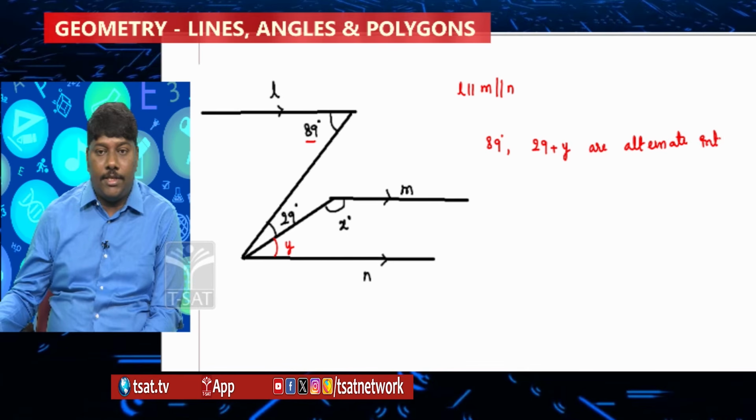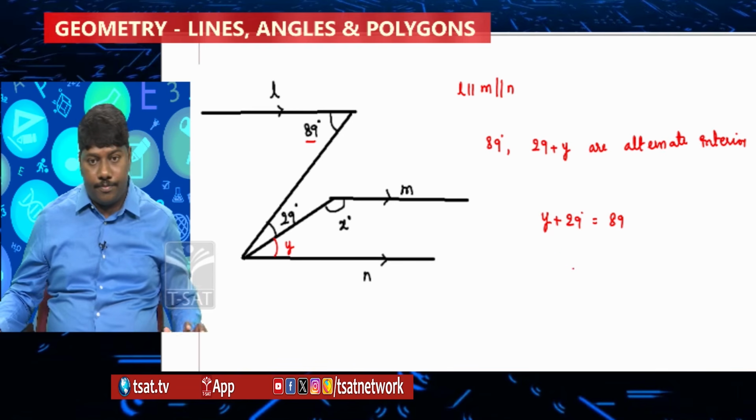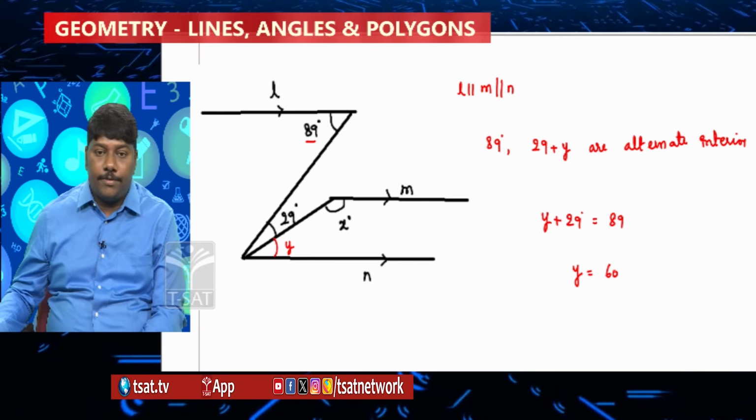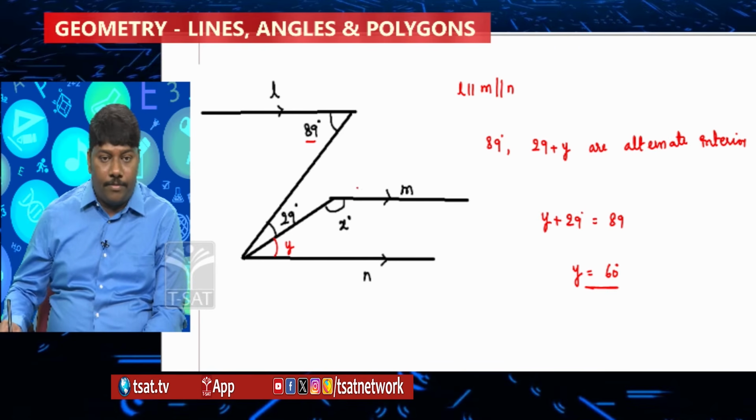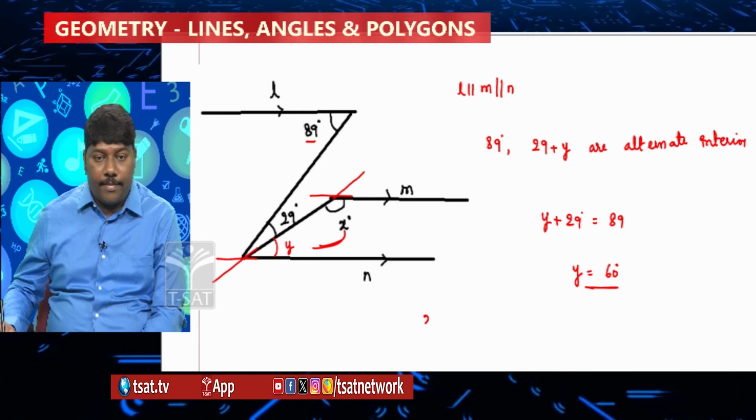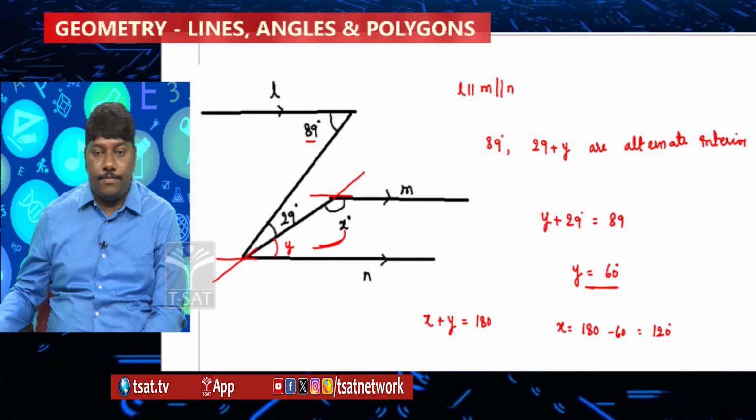When I say alternate interior, you can just identify them. So, alternate interior angles are equal, therefore, Y plus 29 degrees is equal to 89. Therefore, Y is equal to 60 degrees. Now, if you look at X and Y, if you expand it a bit, you can understand that they are one side interior angles. They are not equal, but X plus Y is equal to 180, as we mentioned. X plus Y is equal to 180 means X is equal to 180 minus Y, that is 180 minus 60 degrees, which is equal to 120 degrees.